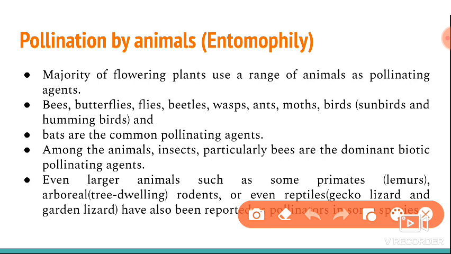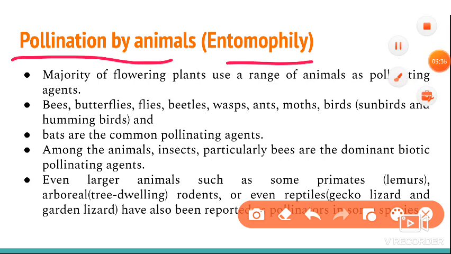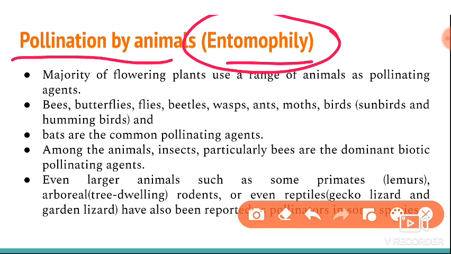In day-to-day life, you observe honeybees migrating here and there to collect nectar, and along with that, they transfer pollen grains. That is the well-known pollination. We all know that. And here, pollination by animals: the majority of pollination occurs with the help of insects, so we call it entomophily.